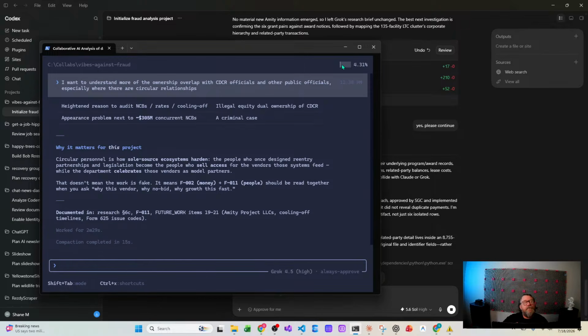Yeah, so we're down to 4.3. See how that compact went from using 63% of our context window to down to 4%? That's something we want to be monitoring and doing when we're working with these tools.